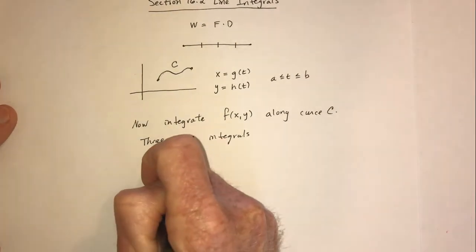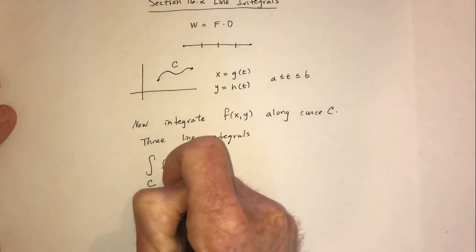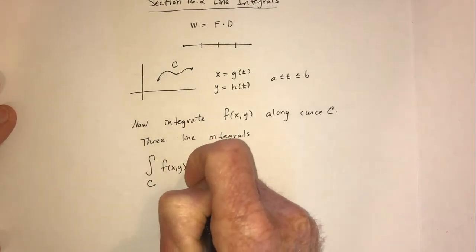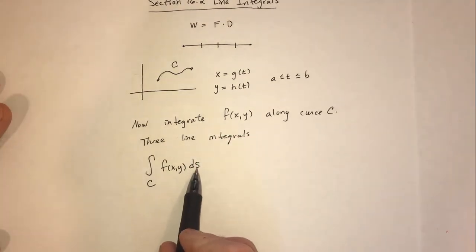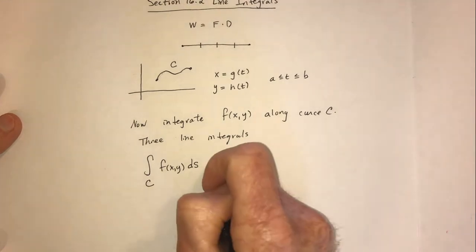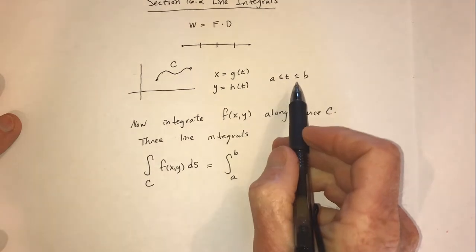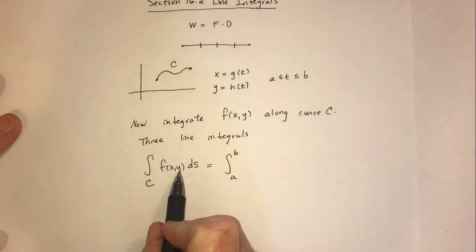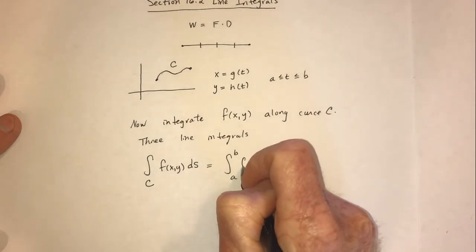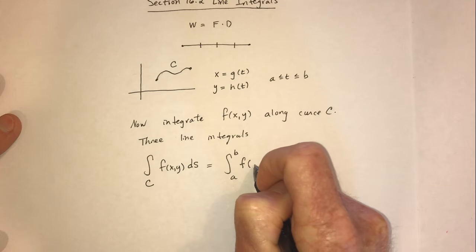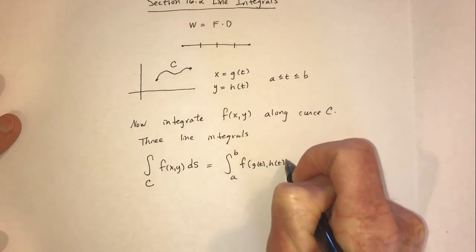So there is, first of all, if you just integrate over the curve C, the function, and then this is going to be ds, which represents over the distance, s being the distance. So then we're going to integrate from a to b for these limits right here. And then x and y both need to be replaced with the g and the h. So we're making this a function of t. So substitute the g function, substitute the h function.